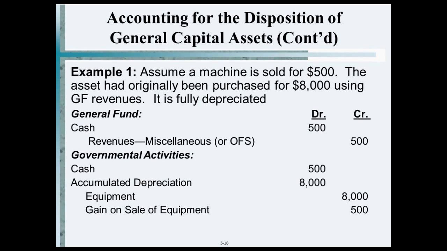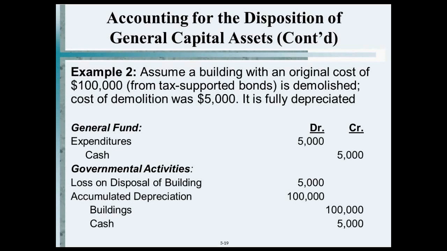You can see cash driven, debit cash and revenue. And here's an example for you, which is an example of other financing sources. Okay? And you can see they're removing the equipment, they're removing the accumulated depreciation, cash coming in, gain on sale. This could be broken down into two journal entries, but we did it in one.